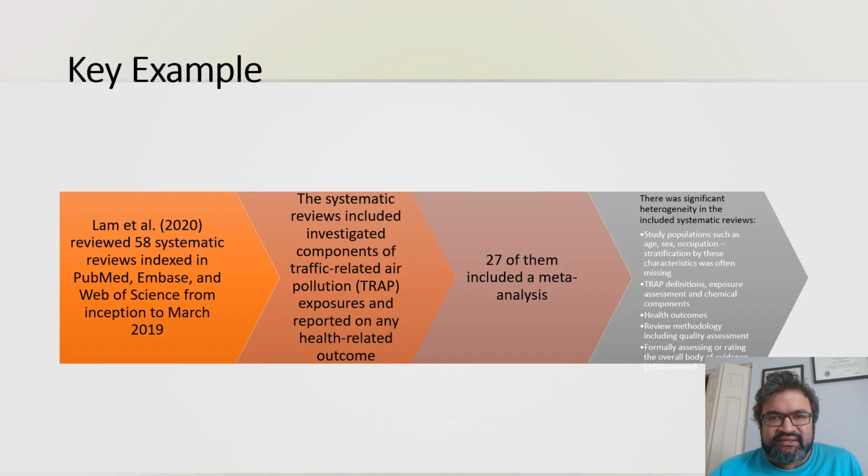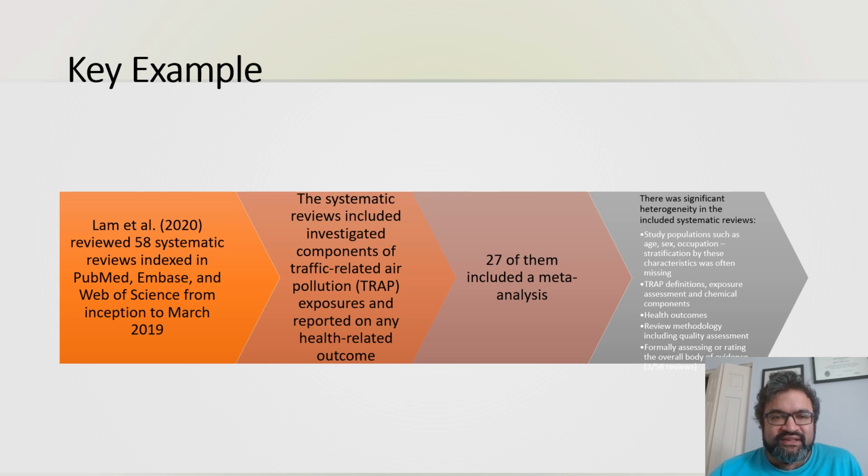So in this slide, this is extracted from Lam et al. 2020, and this is something that they were talking about within the paper. Systematic reviews were identified from a broad range of databases: PubMed, Embase, and Web of Science. These were screened to identify studies that were a systematic review and investigated chemical components of traffic-related air pollution exposures, otherwise known as TRAP. They also reported on any health-related outcome. So these studies needed three things. It needed to be a systematic review, it needed to look at TRAP pollutants, and then it needed to have a health outcome.